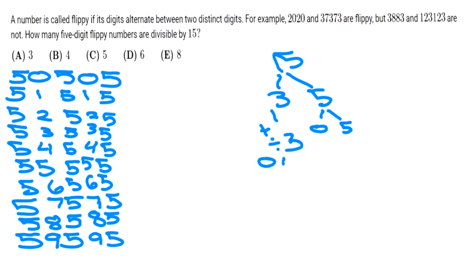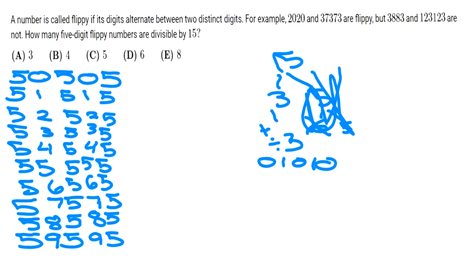So it would be 01010 as the first option. And you can't have a 5-digit number starting with 0, so 0 is not even in the question. So it has to start and end in 5. Now all we need to worry about is the 3 section of the 15.